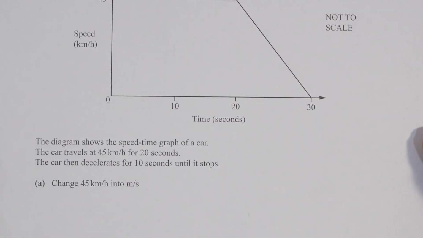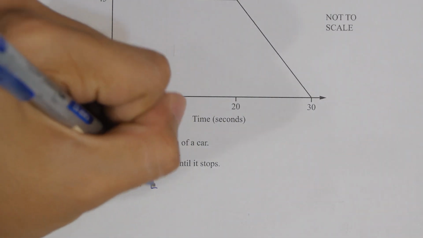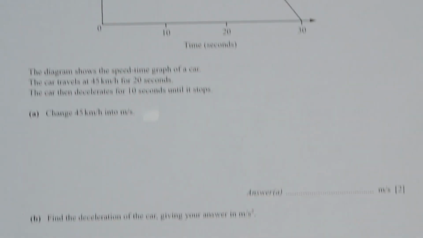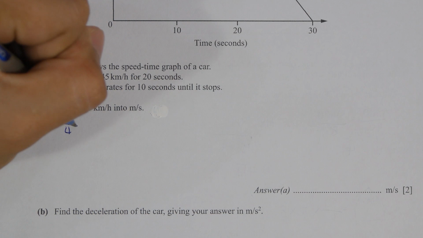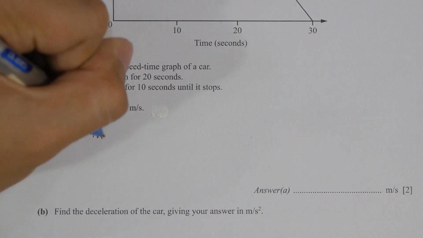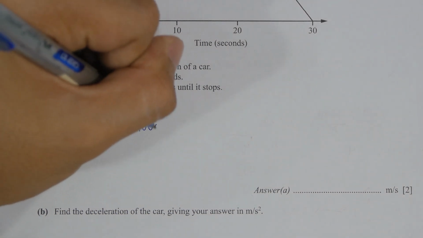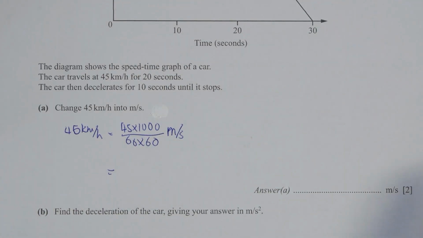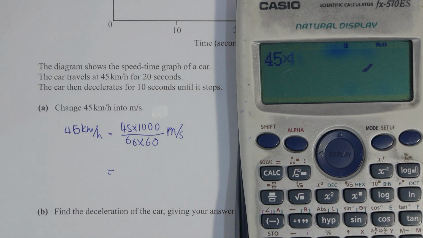For question 26, change kilometer per hour into meter per second. So the 45 kilometer you are required to multiply by 1000, whereby for the hour, for us to change into second, you are required to divide by 60 times 60. So after the calculation, you will get 12.5 meter per second.